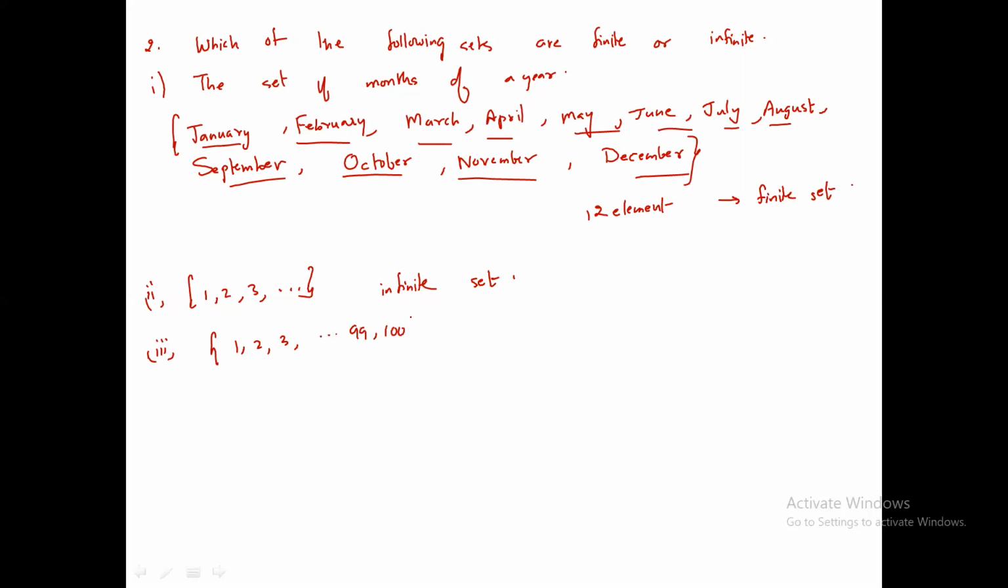If I write the set 1, 2, 3, up to 99, 100, even though I cannot write all the elements, even though I can't sit and count, but still I can say there are 100 elements in this set. Without counting itself, my logic will tell. So this is a finite set.